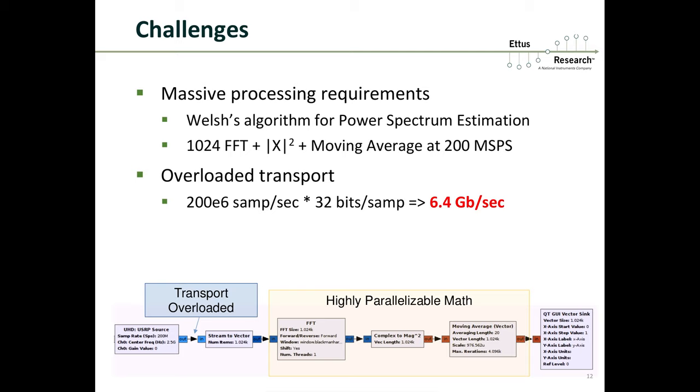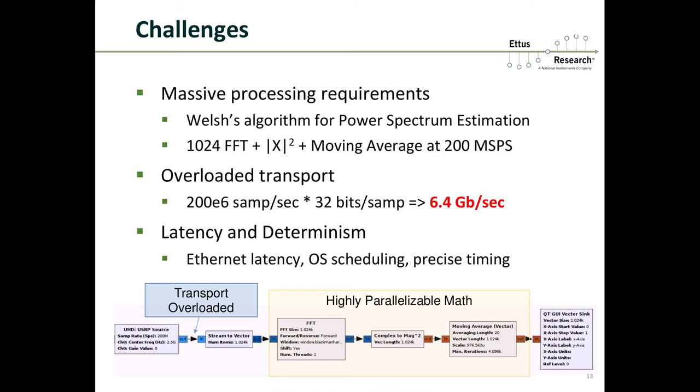The math is one of two stresses on the CPU. The other is the consumption of the IQ samples from the radio at 200 megasamples per second. This represents 6.4 gigabits per second, which is in itself a heavy load for the CPU to sustain. With a heavy load such as this, the CPU will face additional challenges around latency and determinism, which are often critical to some applications. It could become difficult to achieve precise timing and maintain proper data flow with this kind of load.